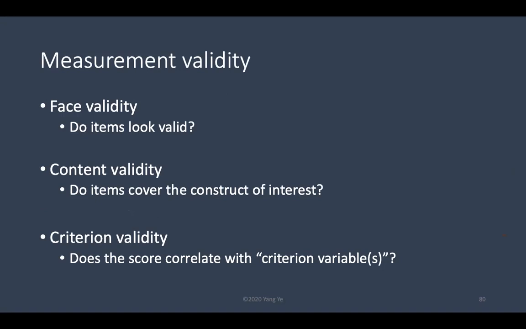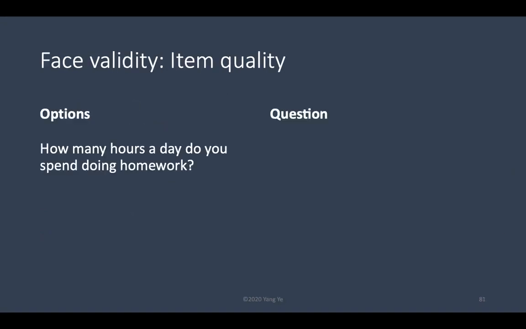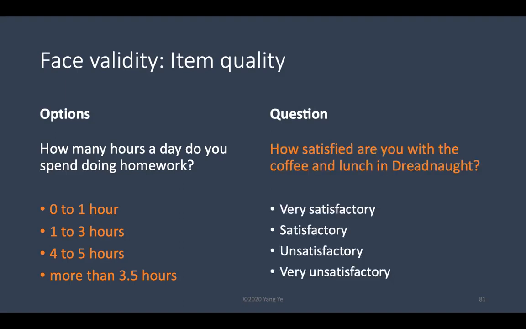So there's face validity, where I ask, do the items look valid? Then content validity and criterion validity. Face validity is basically looking at the quality of the item. Sometimes it's determined by item quality. If you construct the item in a way that has certain gaps, such as in this case, 3 to 4 hours, where the responses are not really exclusive to each other, then you will get bad face validity, right?